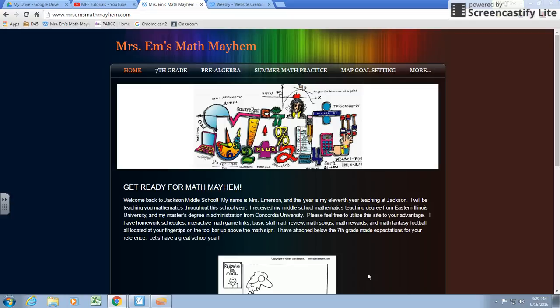Today we're going to figure out how to do the score for Math Fantasy Football for a wide receiver. The wide receiver we're going to use today is Antonio Brown from Pittsburgh.